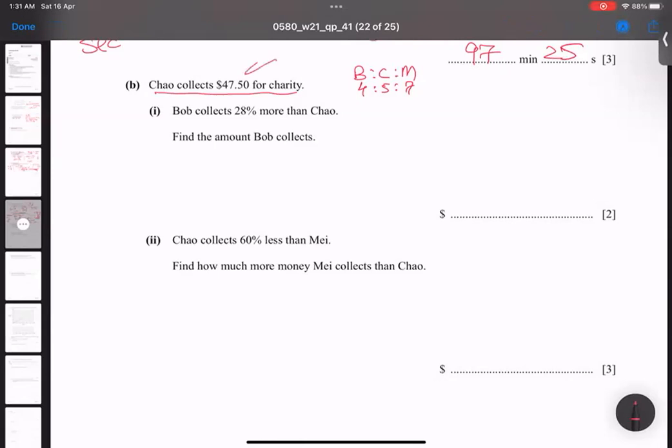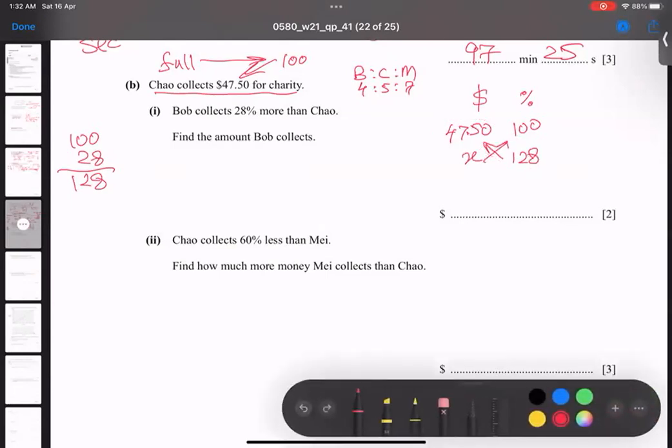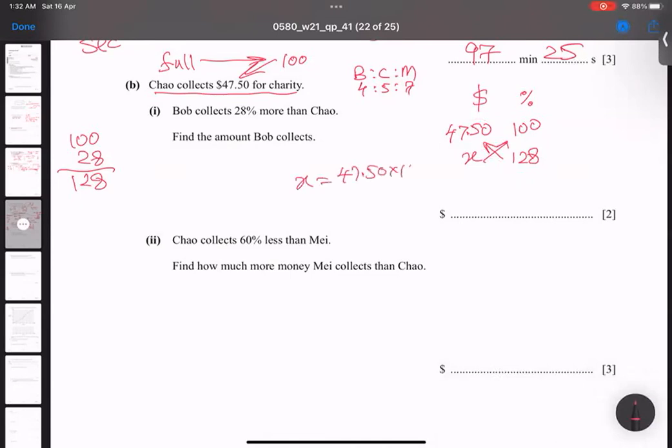What technique? We will deal with this as 100%, the exact full amount, and I need to find 28% more. More means 28% added, so it becomes 128. So write two titles again here: a dollar sign and percentages. So 100% I will deal as 47.50, and I want to find what 128 is equal to. Now simply cross multiply. Multiply this with that and then divide by 100. So I calculate 47.50 into 128 divided by 100, and if I check it, 60.8 is my answer. So $60.8. Alhamdulillah. Let's move on to the next one.